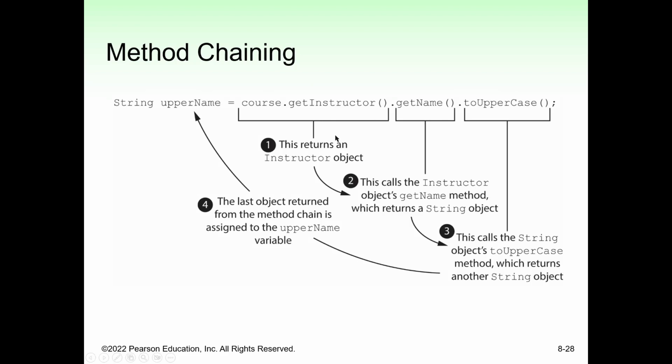Now let's look at what it's doing. Course.getInstructor is going to return an Instructor object. Then, from that instructor object, we're getting the name. There is a method called getName, which will get us a name, and it's going to return a string. And then the next one, toUpperCase: we are getting whatever name we got and putting it to uppercase, which is going to return another string. And then the last thing is that we store that string returned from the last method into upperName.